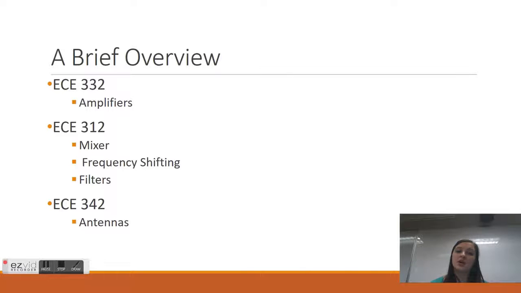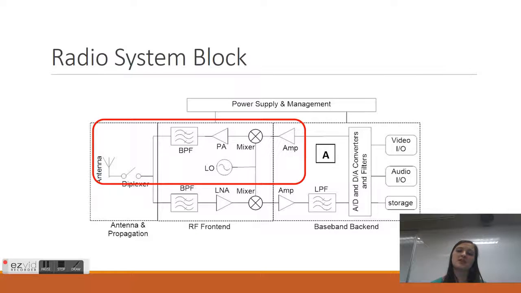A brief overview of this presentation will go over concepts learned in electromagnetics, microelectronics, and systems and signals. From ECE 332, I will be discussing amplifiers. 312 will cover frequency shifting and the mixer, and then finally I will end with antennas, and that is 342. Now, all of these components I will be discussing in relation to the radio system block. The part I will be looking at is outlined in red, and I will start at one end and work through the other.